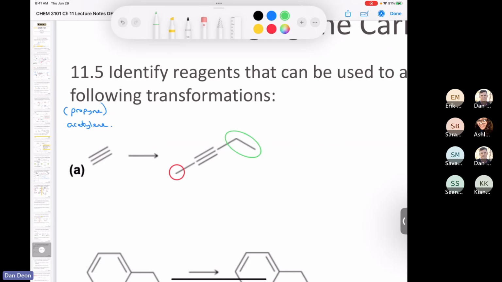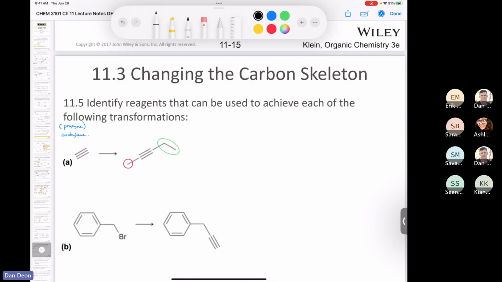Is the order of addition important here? Do I have to add one over the other first? No, not at all. So let's take a look. What we're going to do is take this molecule and treat it with sodium amide, and that is going to make the alkynide. Then we're going to treat it with iodomethane. That will add the methyl group. Then we're going to do the same thing to add the ethyl group.